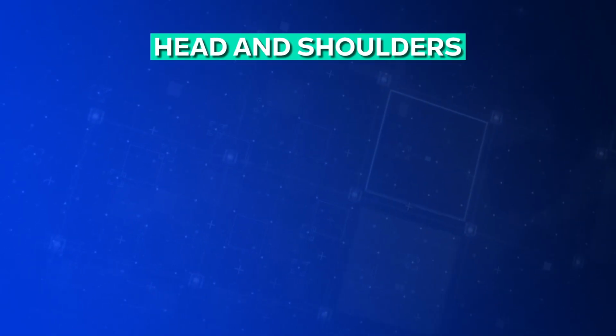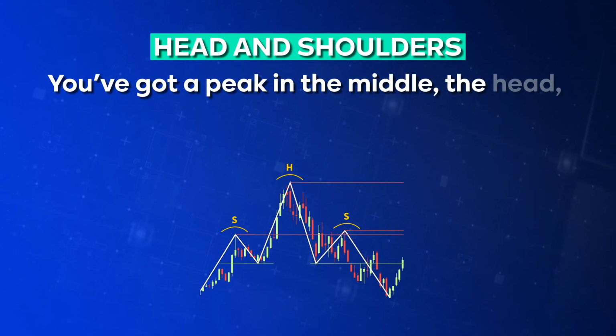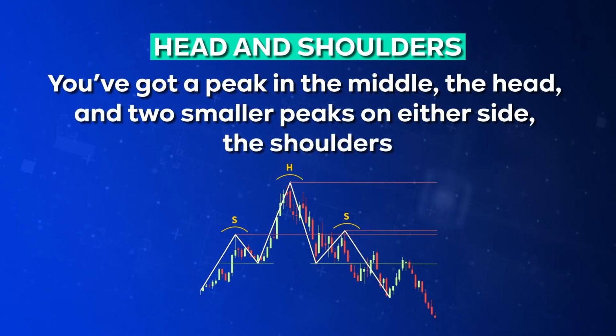Head and shoulders. This one's a classic. You've got a peak in the middle, the head, and two smaller peaks on either side, the shoulders. When you see this, it usually means the trend is about to reverse.